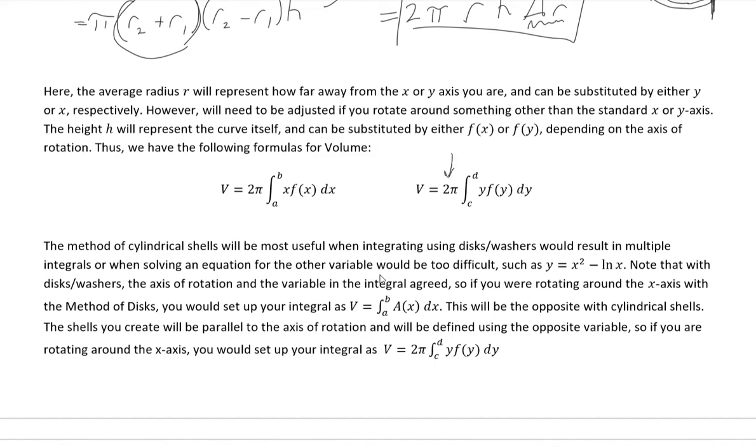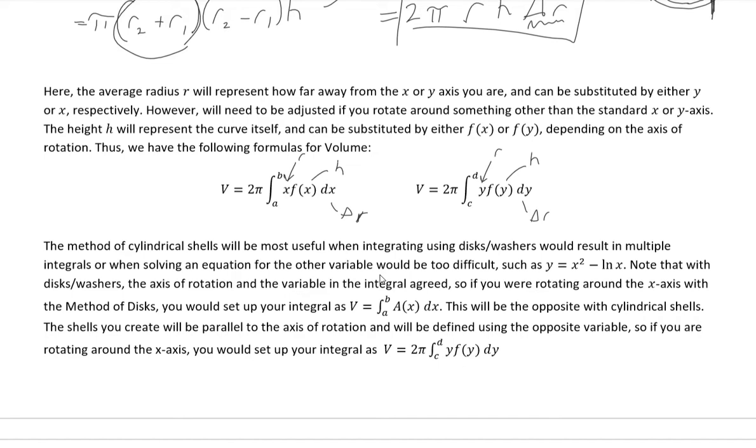Here we have the 2 pi bit. R is either the x or the y. That's the radius, or how far along the axis that you're rotating you are. And then the height is just going to define the function. Delta R, that's our dx or dy, whichever one we're dealing with. So all of our pieces are in place.